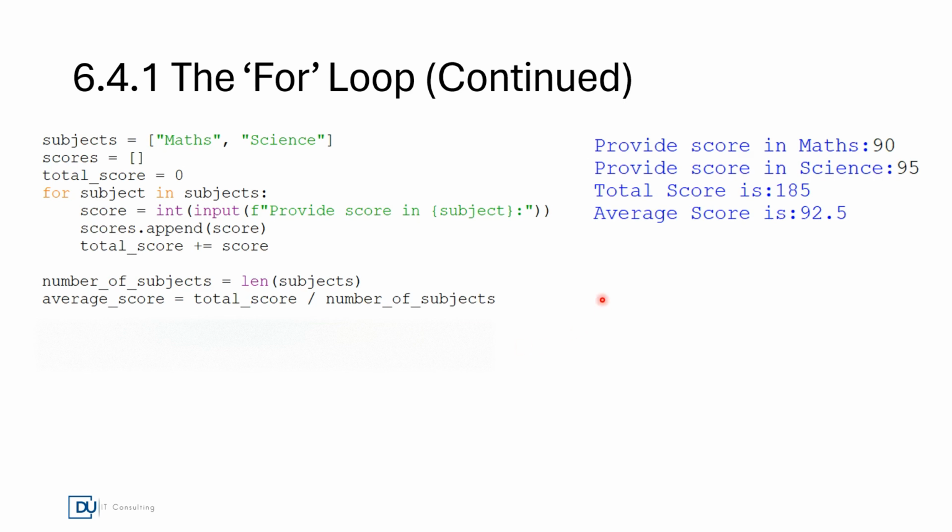So this is a sample execution. Provide score in maths, the user provides 90. Provide score in science, the user provides 95. So the total score is 185, and then the average score is 92.5. So this shows how we can write a scalable and dynamic program using a for loop in Python.